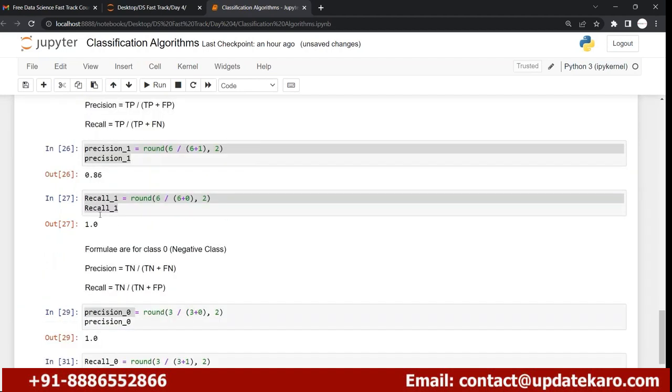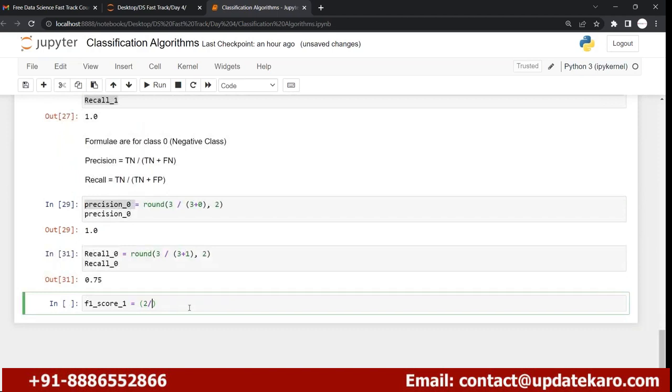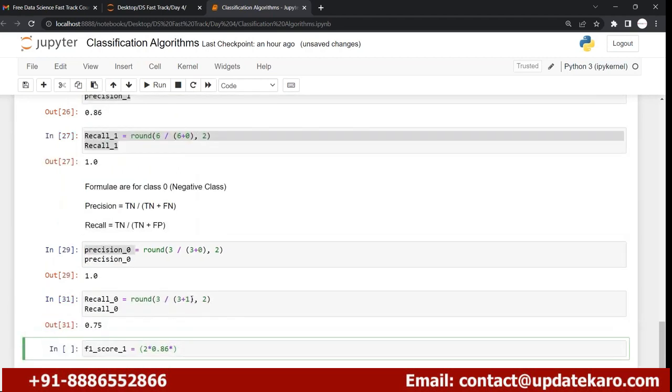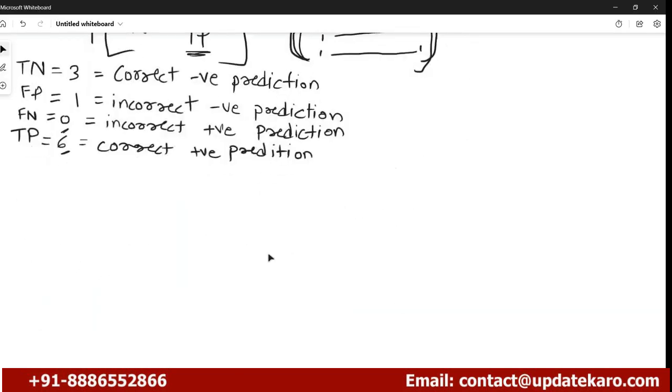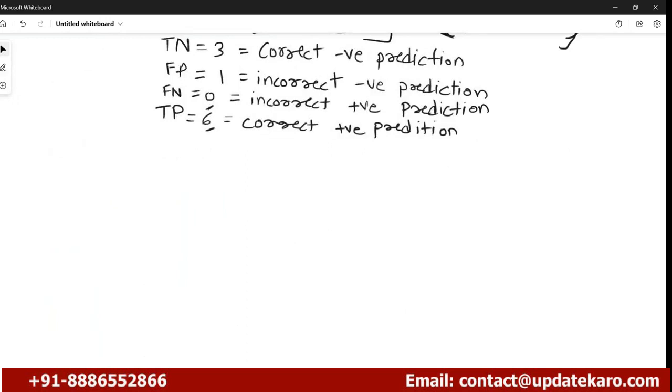Precision is 0.86. Let us go with this 0.86 and check whether this formula is correct or not. Because the formula is like this. If you're talking about the harmonic mean, you will find that the harmonic mean looks like this.